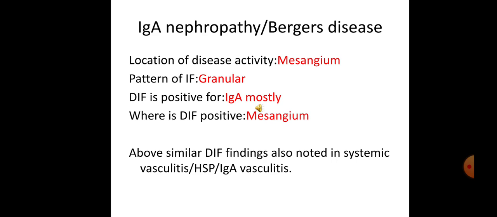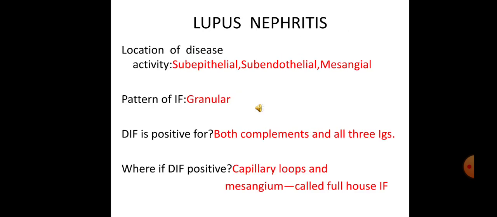Coming to IgA nephropathy, also known as Berger disease, do not confuse it with Buerger's disease, which is also known as thromboangiitis obliterans. Here the location of disease activity is in the mesangium. The pattern of immunofluorescence is granular. DIF is positive for IgA mostly, and DIF is positive along the mesangium. The above findings are also noted in a systemic vasculitis known as Henoch-Schönlein purpura, also known as IgA vasculitis.